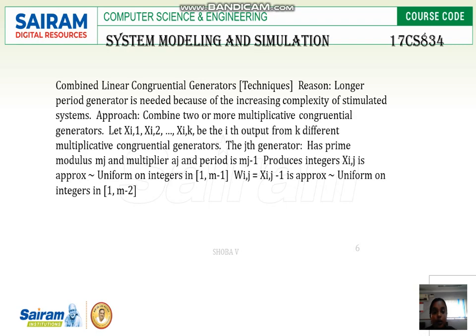The main reason for this technique is that a longer period generator is needed because of the increasing complexity of simulated systems. So here we combine two or more multiplicative congruential generators, which we call combined linear congruential generators. There is a condition when c equals 0, and another when c is not equal to 0, and we need to decide which concept to go for. It has a prime modulus mj and multiplier aj, and the period is mj minus 1. This produces integers that are approximately uniform on the integers 1 to m minus 1.